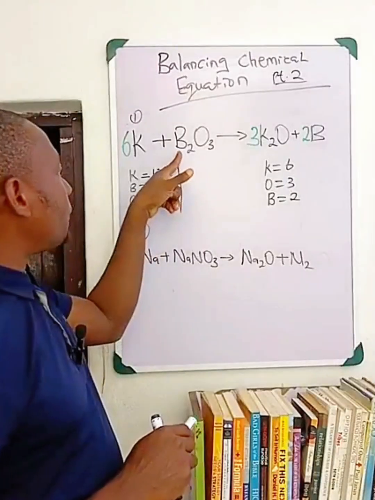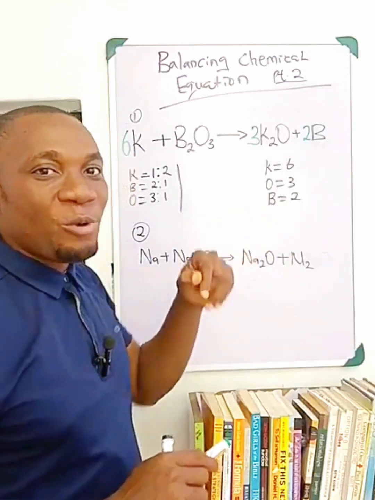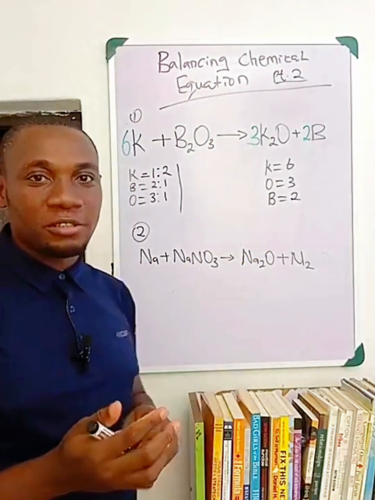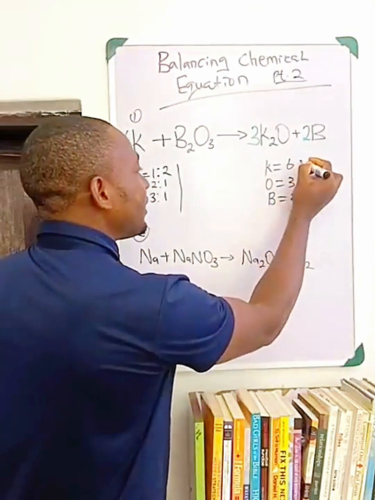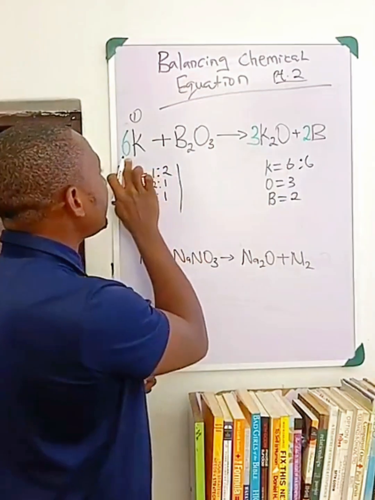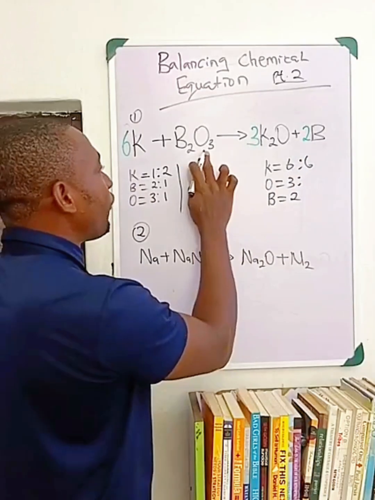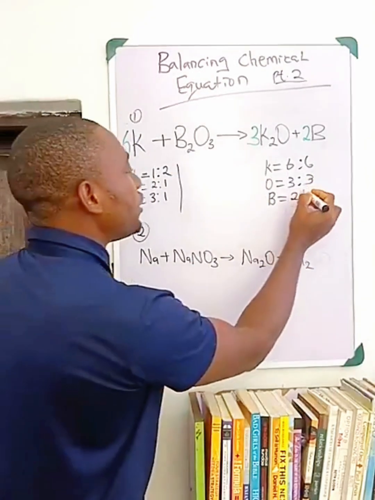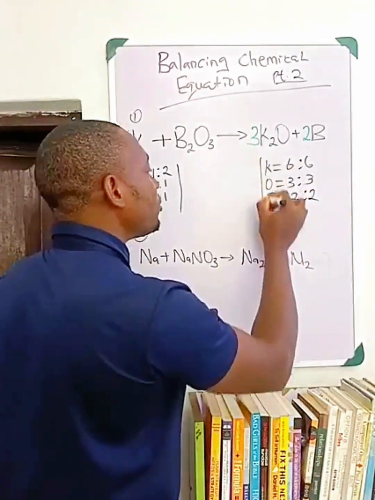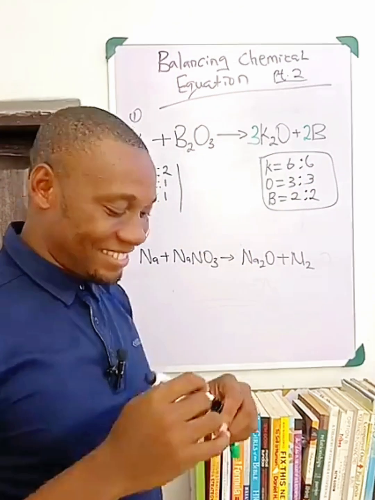Then we have boron. Boron is 2. How many boron do we have here? 2. What does that mean? The equation is now balanced. So what we now have, 6 is to 6, right? Are you following? 3 is to 3 for oxygen. Now we now have 2 is to 2. So the equation is balanced.